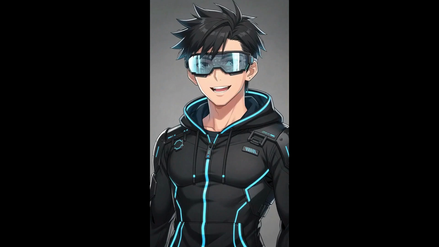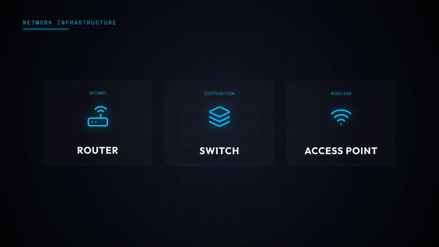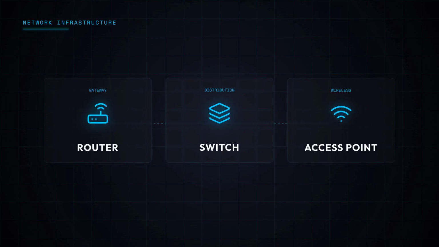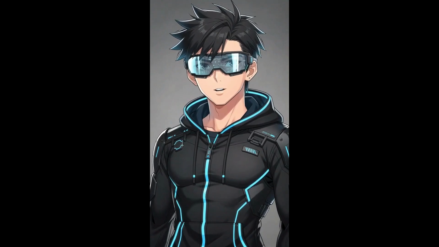IP addressing. At its simplest, a network is just a group of two or more computer systems linked together to share resources and exchange data. To make that happen, we use hardware like routers to connect different networks and switches to connect devices within a single network. But how do different systems talk to each other?